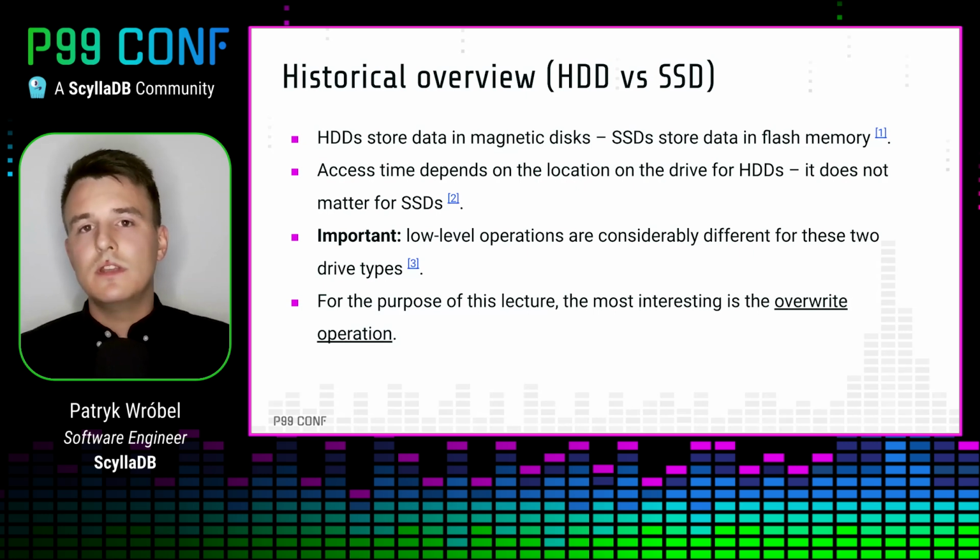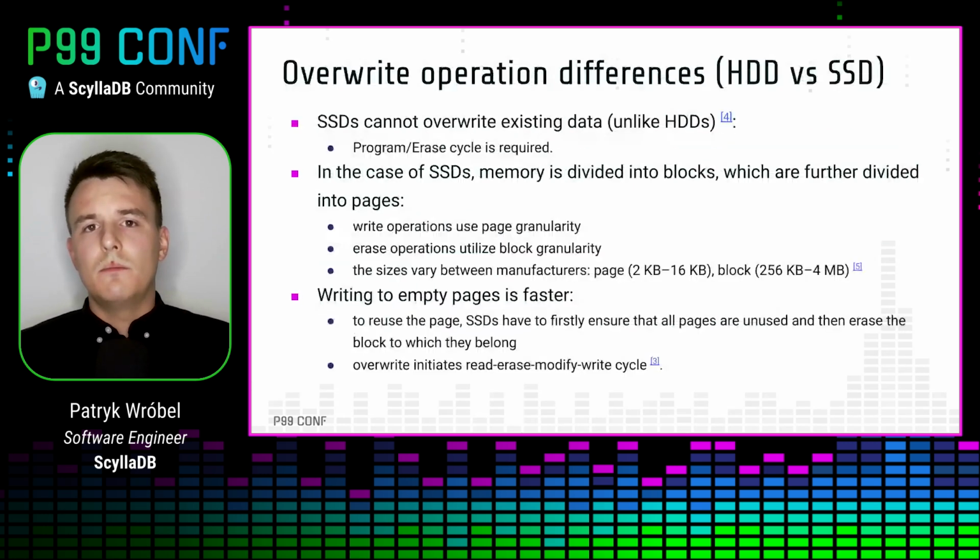What is pretty important here is the fact that the low-level operations are considerably different, and for the purpose of this talk, we will focus on the override operation. Solid-state drives cannot overwrite data, unlike hard disk drives. In the case of solid-state drives, they need to first erase the data and then perform a write operation. This is called the program erase cycle, and the reason for that is the fact that flash memory can program an individual bit from 1 to 0, but cannot program an individual bit from 0 to 1.